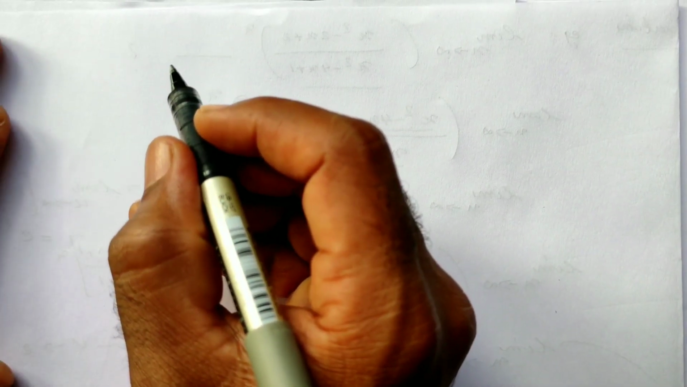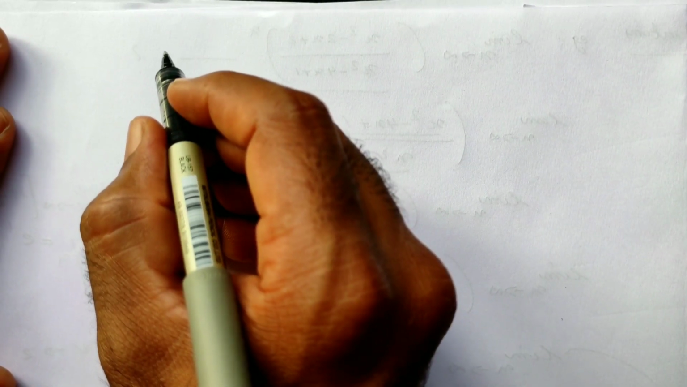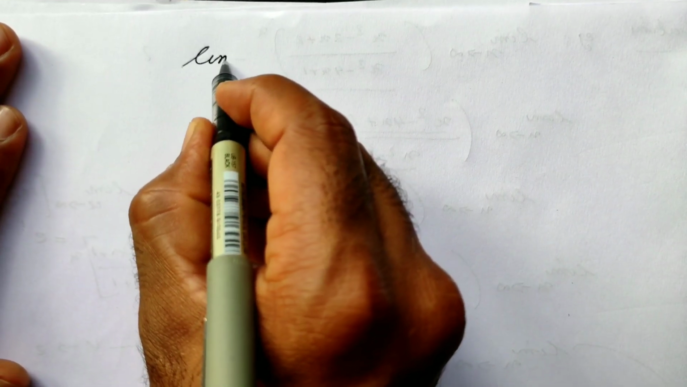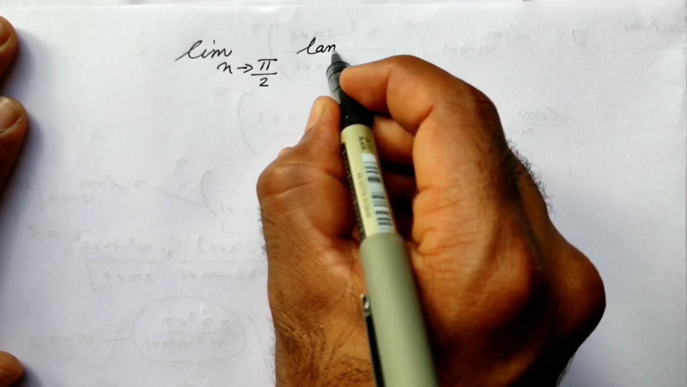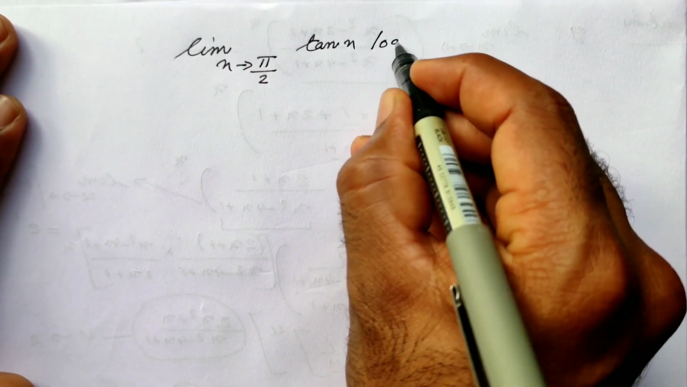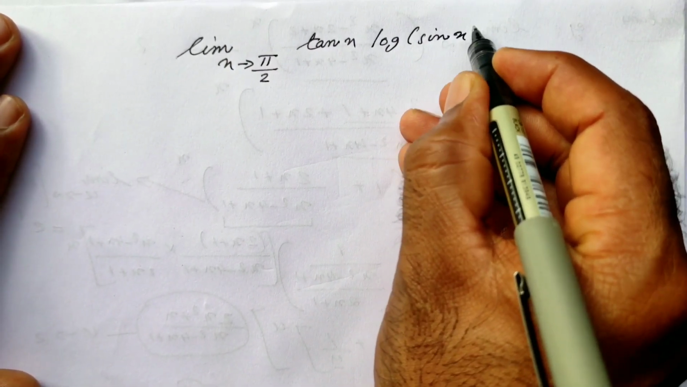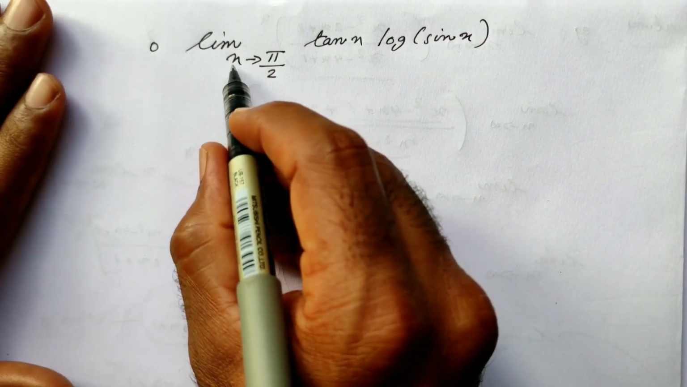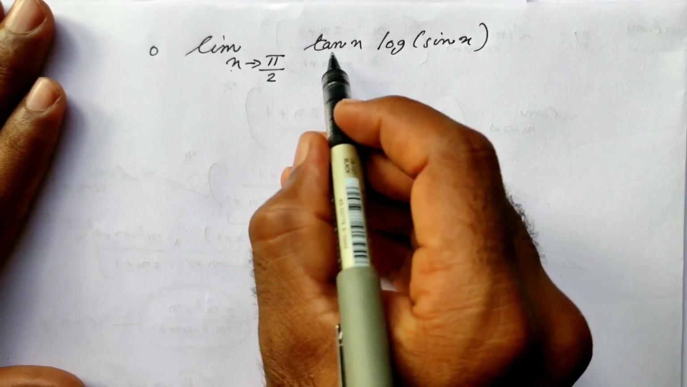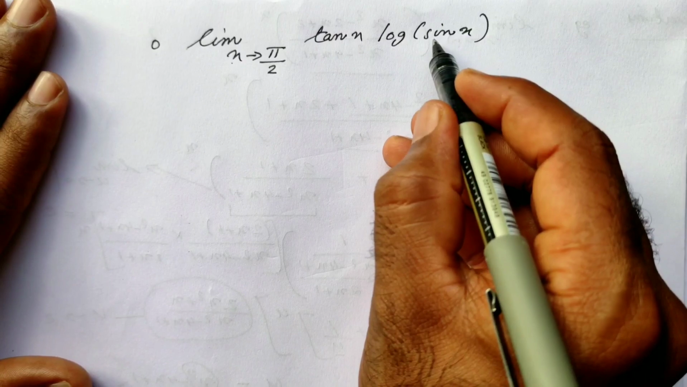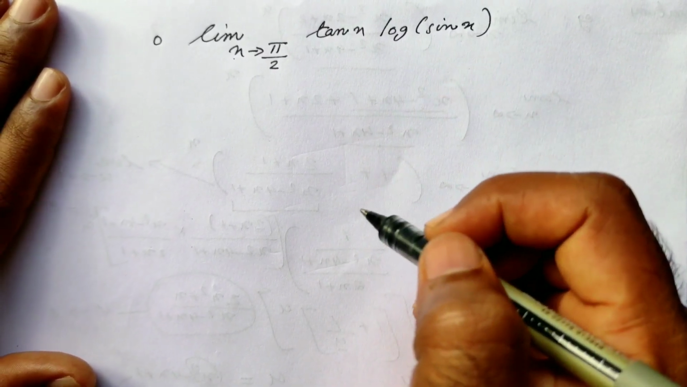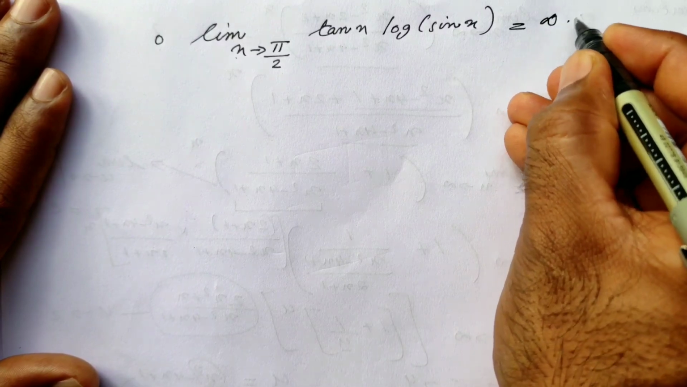Let's take a similar question from the same portion, that is limit x tends to pi by 2 of tan x into log sin x. This is a typical example and this was asked in previous year questions. Here when x tends to pi by 2, tan pi by 2 tends to infinity, and log of sin pi by 2, we know sin pi by 2 is 1, therefore log 1 becomes 0, and this is in the form infinity into 0.